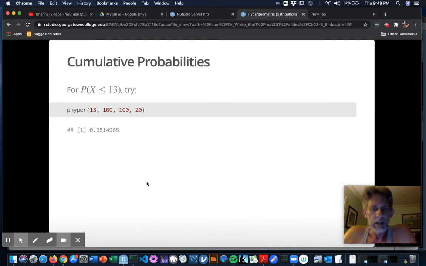So if you wanted a cumulative probability, you can do phyper. For the probability that the number of black balls drawn is less than or equal to 13, do phyper, put in the 13, number of blacks in the urn, number of whites in the urn, number of draws, and you can see there's a pretty high chance of getting less than or equal to 13.